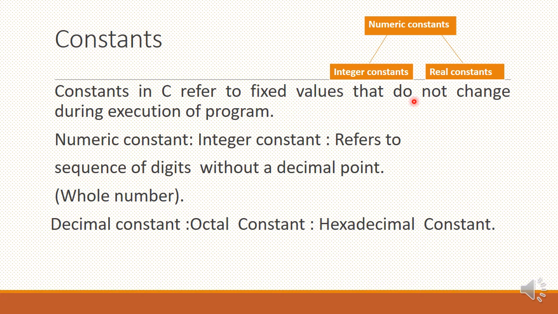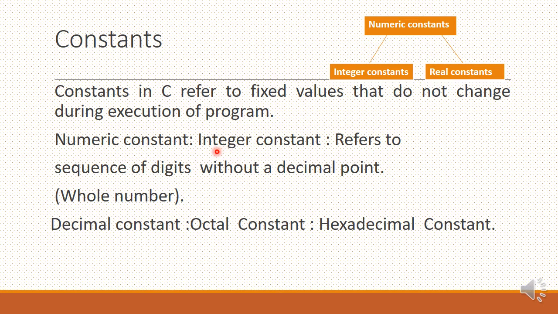Before that, I have once again given the definition of constant here. Constants in C refer to fixed values that do not change during execution of the program. And for your remembrance, numeric constants are divided into two types, that is integer constants and real constants. First let us see what numeric constants are.